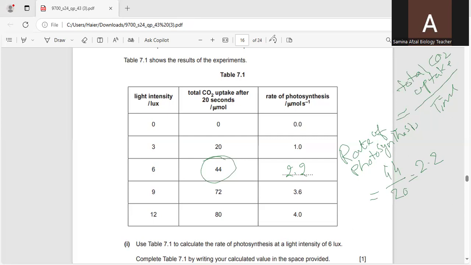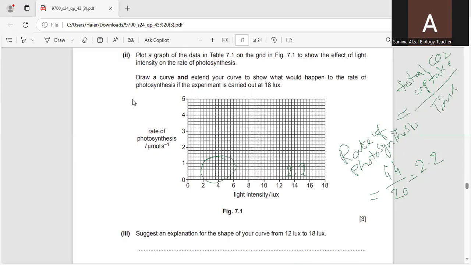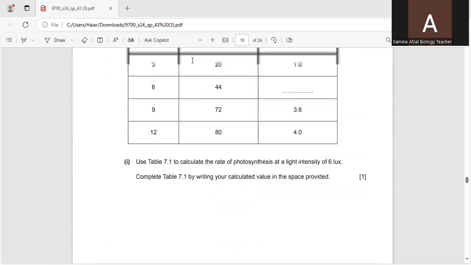Now we will move towards the next question. And the next question is, plot a graph of the data in table 7.1 on the grid in figure 7.1 to show the effect of light intensity on the rate of photosynthesis. Draw a curve and extend your curve to show what would happen to the rate of photosynthesis if the experiment is carried out at 18 lux.